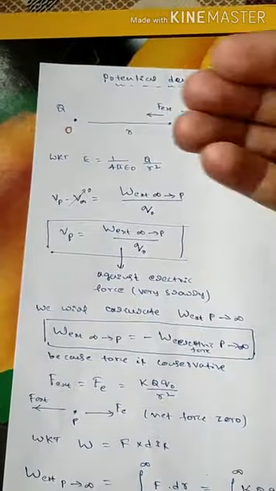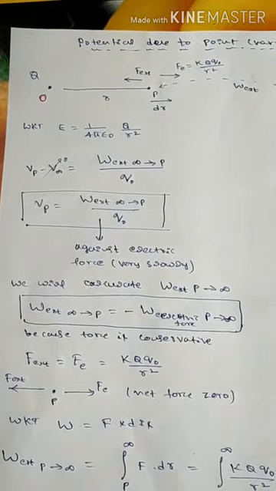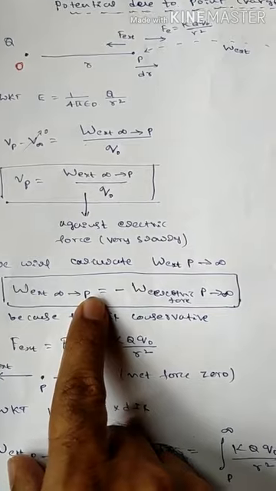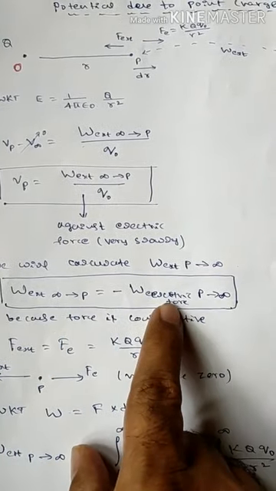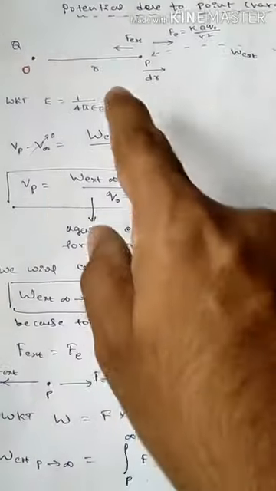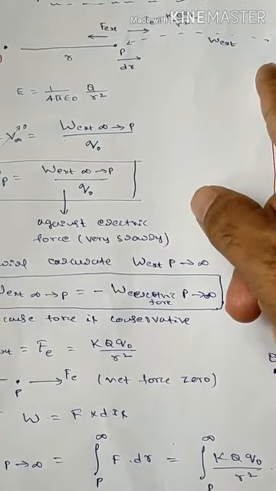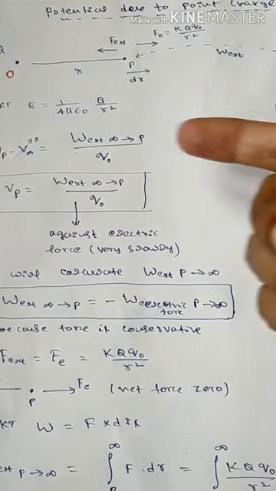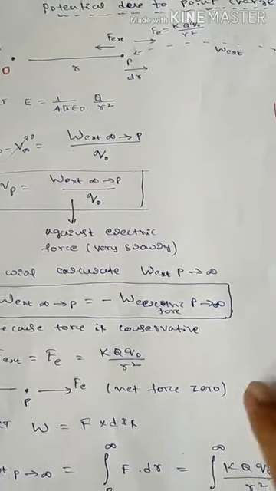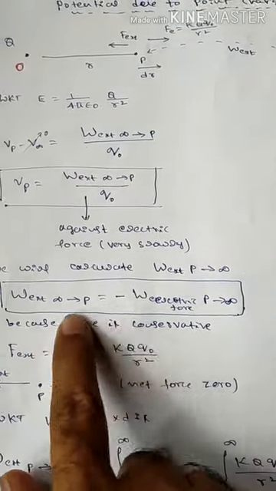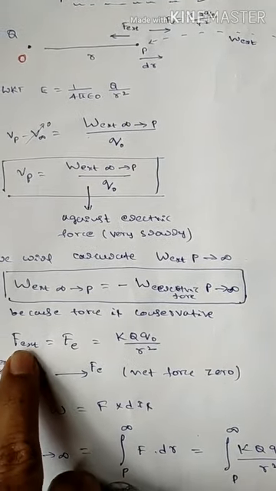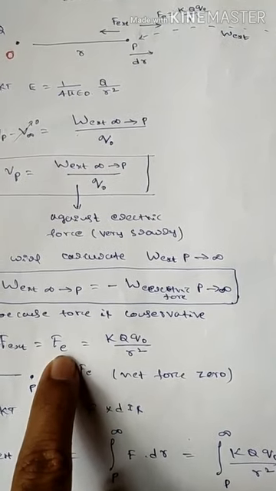Clear? Suppose 2 joules of work is done in one direction, and in the opposite direction it is minus 2 joules. Add them, we get 0. That's why the work done by the external agent from infinity to P is always opposite to the work done by the electric force from P to infinity. P to infinity is minus 2 joules, infinity to P is plus 2 joules. Add, answer 0. That's why it is taken with a negative sign, because the force is conservative.